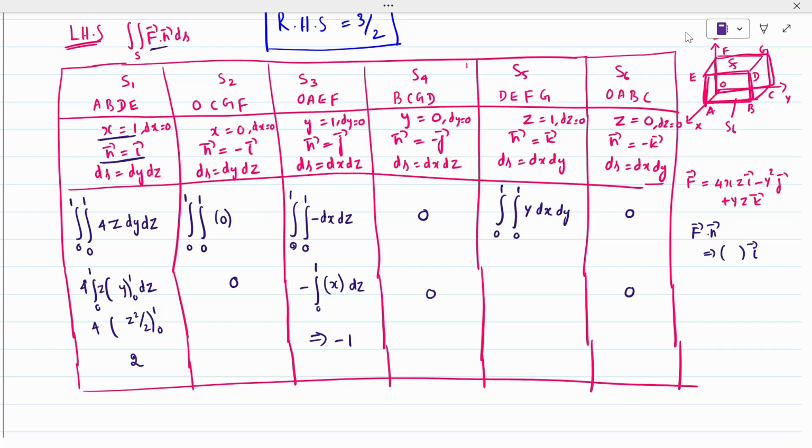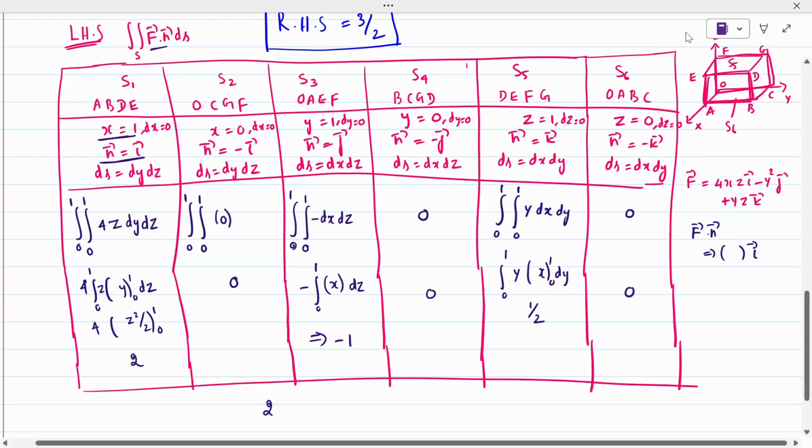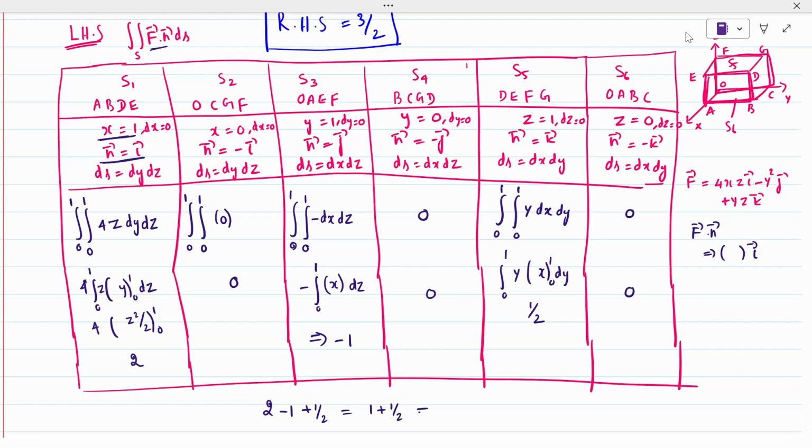So in this, when I integrate 0 to 1, y as it is, so x when I integrate, x 0 to 1 dy, again y squared, so 1 by 2 I'll be getting. So add all the 3 answers. So minus 1, okay I'm getting, 1 by 2 I'm getting, 2 I'm getting. So add everything: 2 minus 1 plus 1 by 2, remaining everything 0, so 1 plus 1 by 2, so it is nothing but 3 by 2.